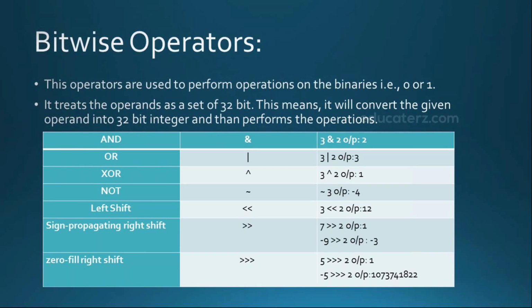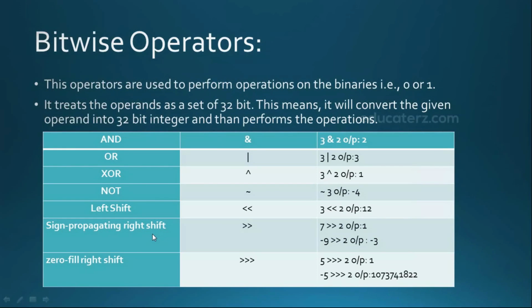Okay, so the left shift operator is used when you want to shift the value to the left by a given number of times. Here I want to left shift the value 3 by 2 times. So when I left shift the value, the output is 12. So same for the sign propagating right shift.